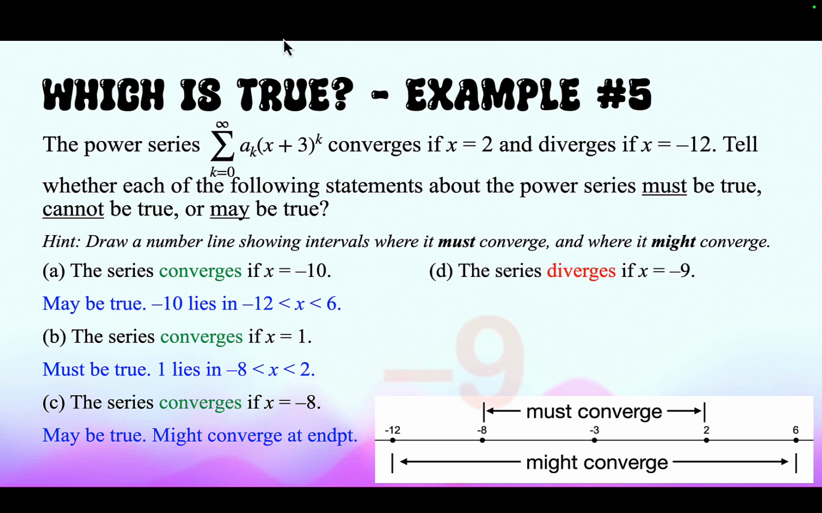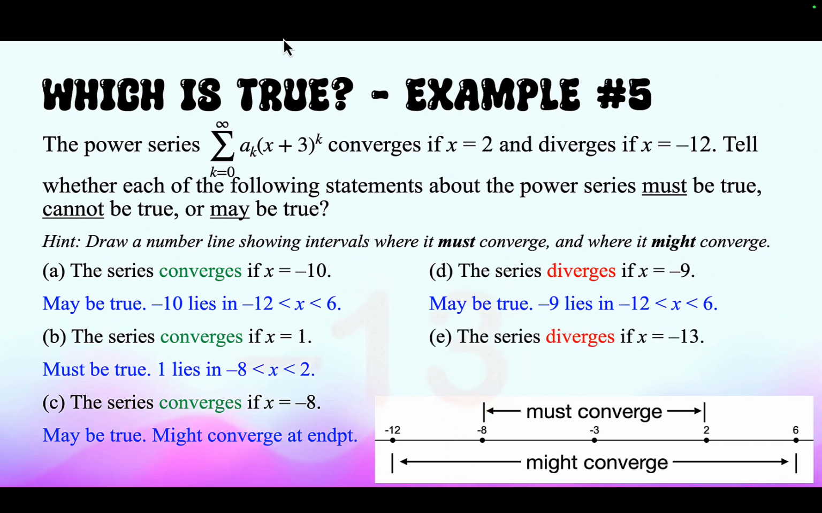Then, if I'm asked about negative 9, that is within the interval of where it might converge. So that might be true. I don't know. And then the last one, the series diverges if x equals negative 13. Well, that is outside of the interval where things must converge and where things might converge. So if it's beyond that interval, I know that it definitely diverges outside. So that must be true because negative 13 is even outside of the interval where the series might converge. So it definitely doesn't converge there.